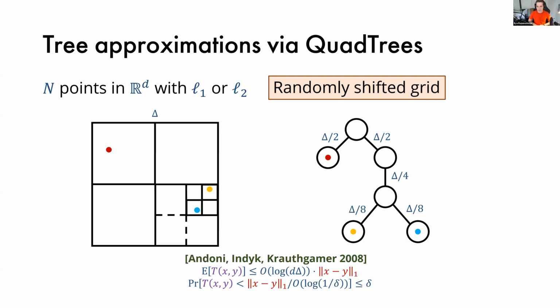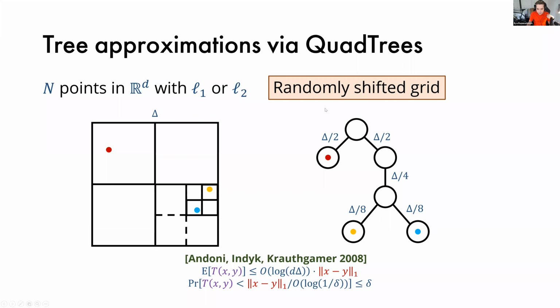And by the way, that answers your question about whether the approximation depends on the depth. Because this d times delta is precisely the depth of this tree, where delta is the aspect ratio of our data set. We assume that the smallest distance is 1, and the largest distance is delta.